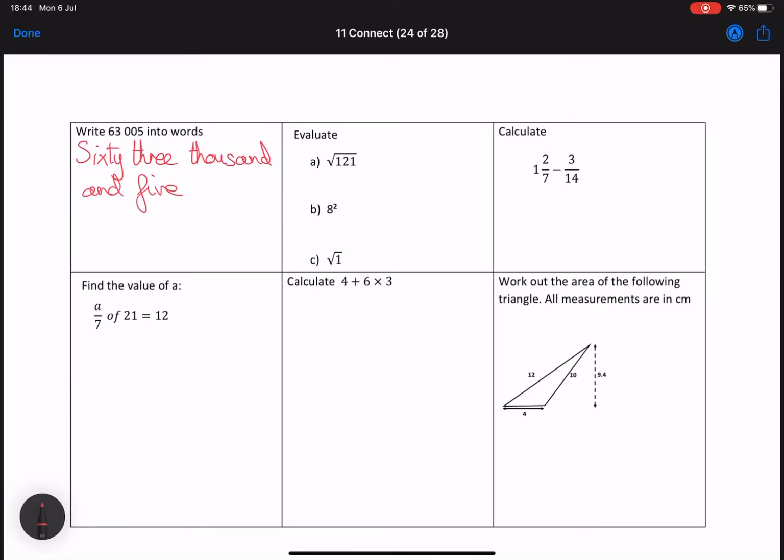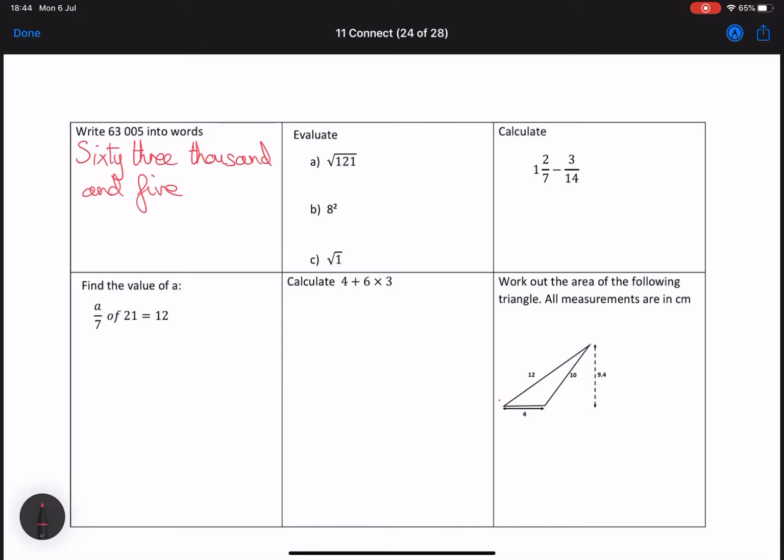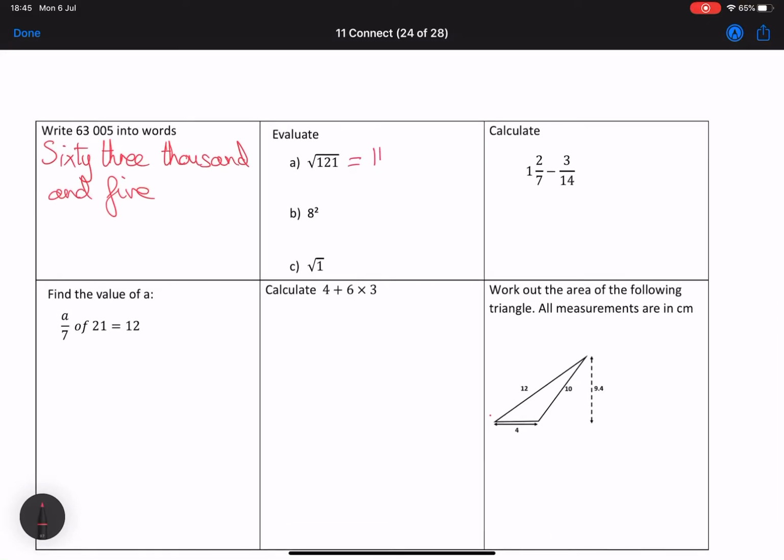So the first one, something we looked at right at the beginning of the year, writing numbers out into words. I've written it out already there for you, 63,005. The next one, I need to do the square root of 121. So one number multiplied by itself is 121. That number is 11, because 11 times 11 is 121. The next one, 8 squared, well remember that's 8 times 8, which is 64. And the last one, square root of 1, what would that be? 1 times 1 is 1, so square root of 1 is 1.